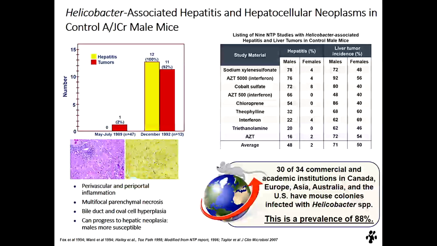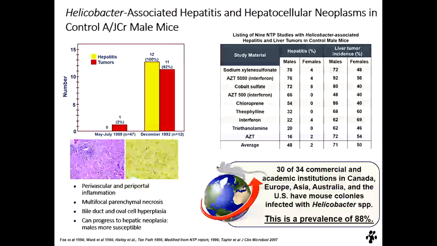I give you an example of work done in our laboratory where we first recognized and isolated and characterized a Helicobacter species from mice from the NCI. And the reason for this was that these control mice being used at NCI, historically they used the AJCR because they had a low level of hepatitis and tumor development in their control animals.